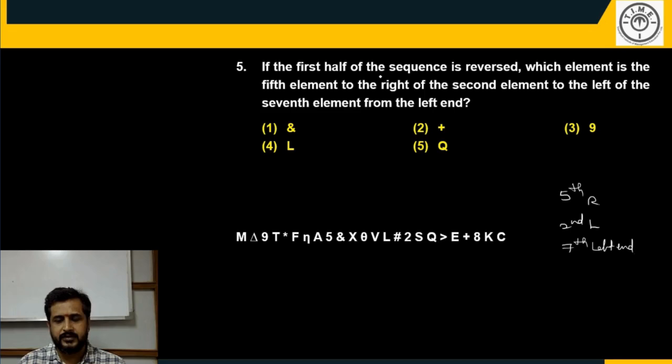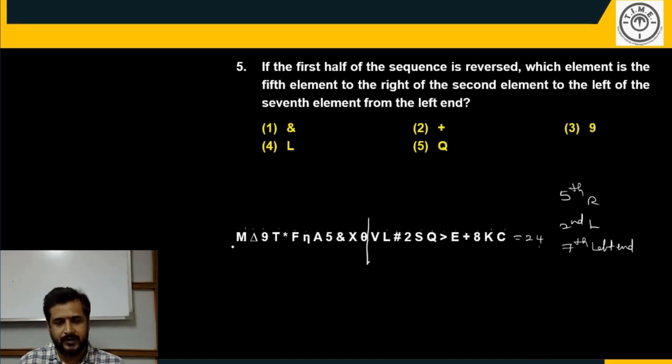But what is mentioned, first half of the sequence is reversed. So first let's check till where the first half is. First we have to count the total number of elements. 1, 2, 3, 4, 5, 6, 7, 8, 9, 10, 11, 12, 13, 14, 15, 16, 17, 18, 19, 20, 21, 22, 23, 24. Total 24 elements are there. So first half will be first 12. 1, 2, 3, 4, 5, 6, 7, 8, 9, 10, 11, 12. Till here, first 12 elements.